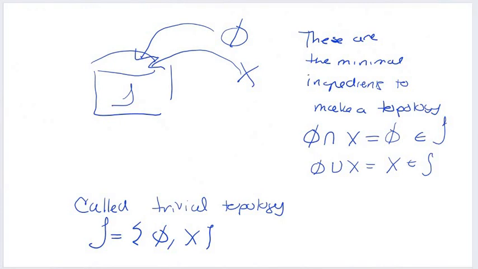Let's make it non-trivial. What if I just put one subset in there? Okay, why is this not moving? Okay, this is not moving.